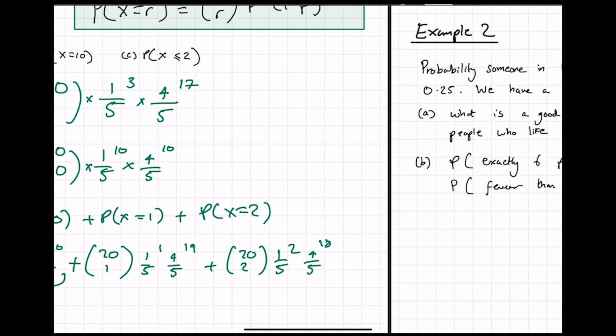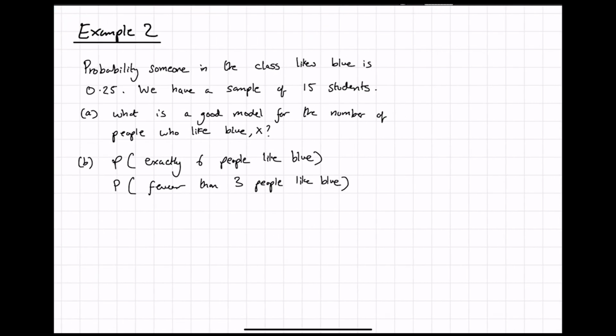So let's take a look at another question now. Here we've got the probability that someone in the class likes the color blue is 0.25. And instead of asking everyone in the class, we take a sample of 15 students. So what's a good model for the number of people who like blue, which is X? This one's actually quite easy.